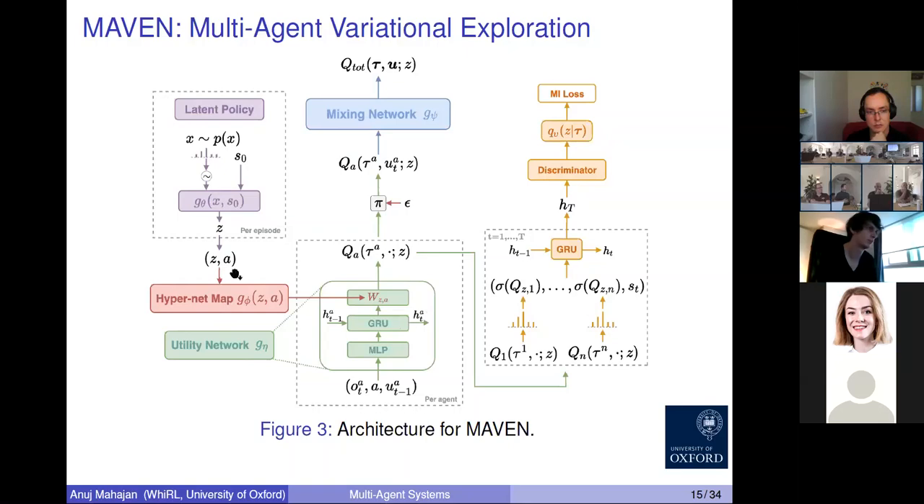One more component which Maven has is the mutual information unit, which ensures that you learn different sorts of joint behaviors for the different agents given the latent variable's value. So the idea is making the joint behavior of the agents as diverse as possible over a long duration of time steps. In our case, it's the whole episode for training.